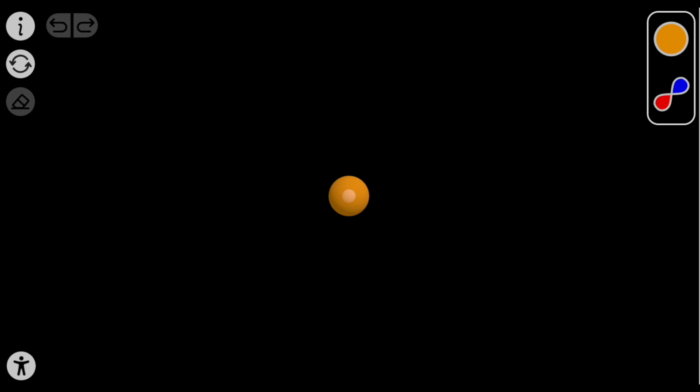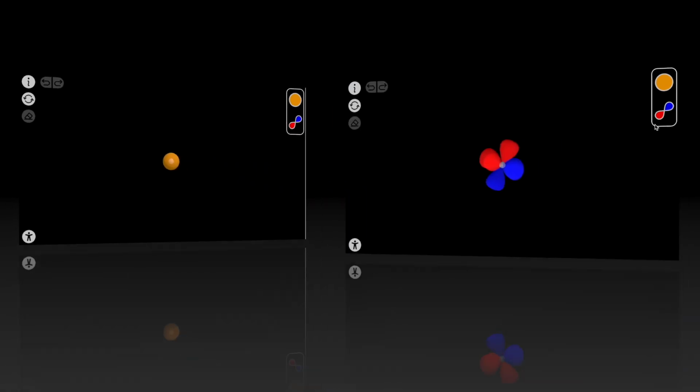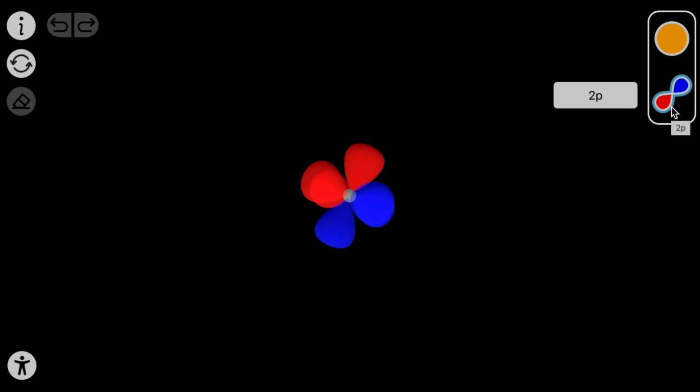Now an s orbital means that it can hold 2 electrons, and this is the probability in space that those 2 electrons will exist. A p orbital has this propeller shape. Remember that a p orbital has 2 electrons that can fit in it. It doesn't mean that one is here and one is here. It just means that 2 electrons can fit inside this orbital and they exist in that region of space.